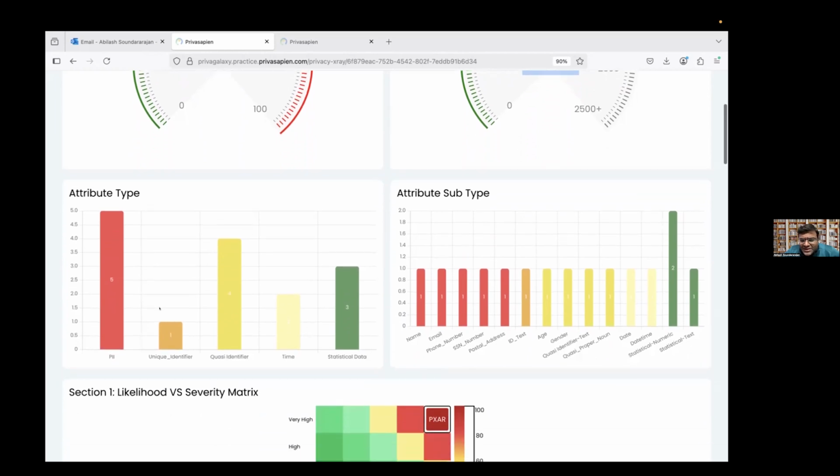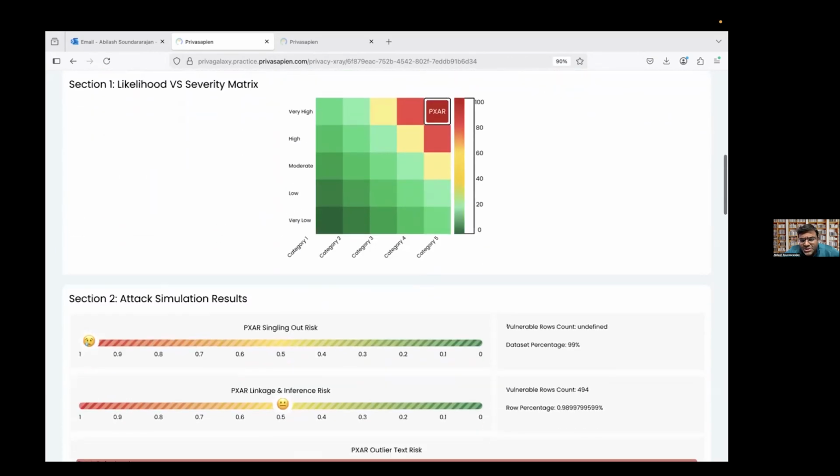In that, it does auto classification of PIIs, unique identifiers, quasi identifiers, statistical data, time, and other attributes. Then it also does a subtype classification within that, like what those PIIs are, for example: name, email address, phone number, social security number, postal address, etc. Similarly, it does this not just for PII, but also for things like quasi identifiers.